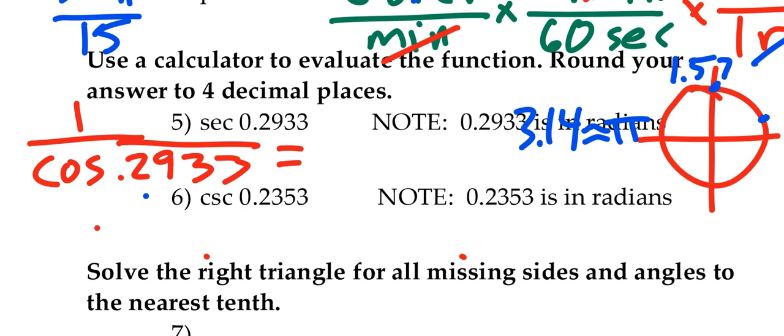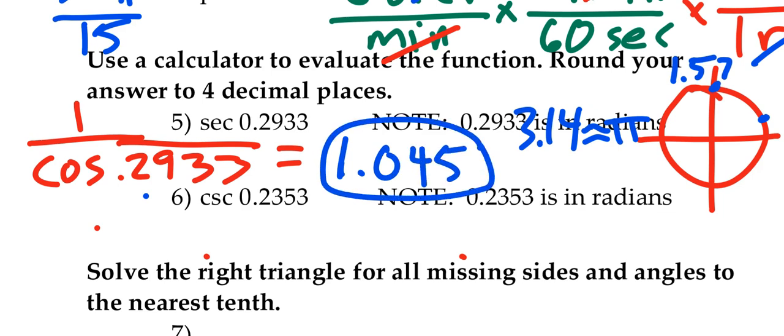1 divided by cosine 0.2933. 1.0, let's see, 1.045. Okay, that's better. Why is that larger than 1? I thought the values on the unit circle had to be less than 1. No.